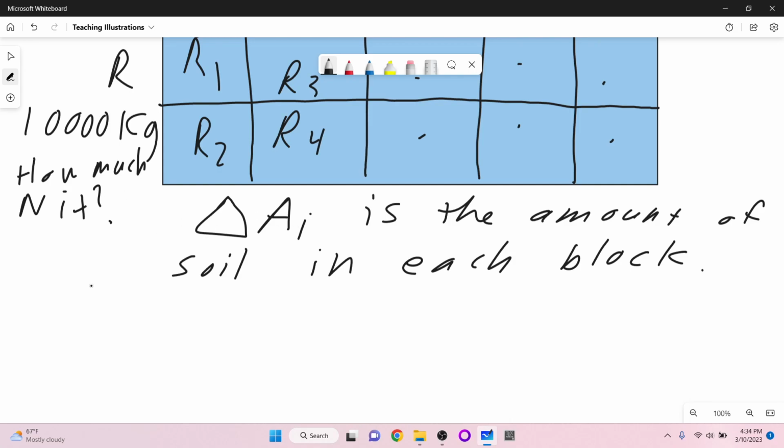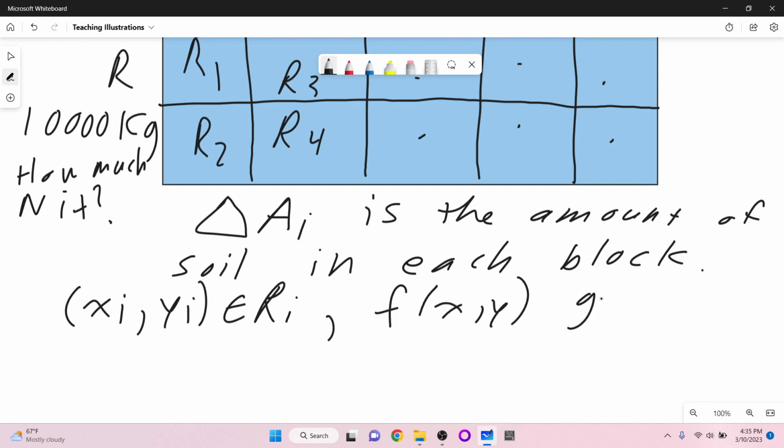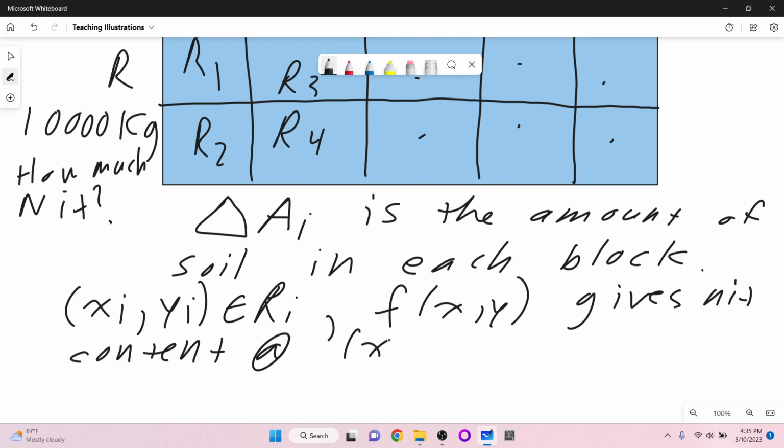We'll say (x_i, y_i) is a point in R_i, and we'll say f of x, y gives the nitrogen content at the point (x, y). So it's a function of two variables over a rectangle. The reason this is so versatile is because it doesn't have to be soil. It can be literally anything if we can divide it up into rectangles and measure something at every part.